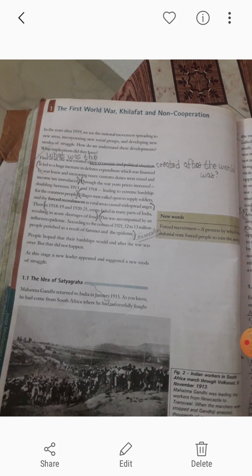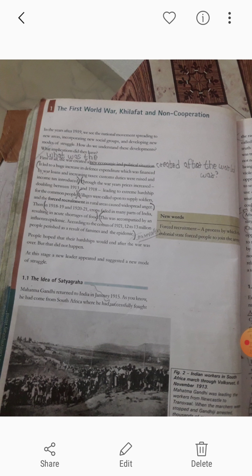India. Okay. Then, in this chapter, we are going to learn about the Non-Cooperation Movement and the Civil Disobedience Movement. Clear? We are going to explore how the Congress developed the national movement, how different social groups participated in this movement, and how nationalism captured the imagination of the people.